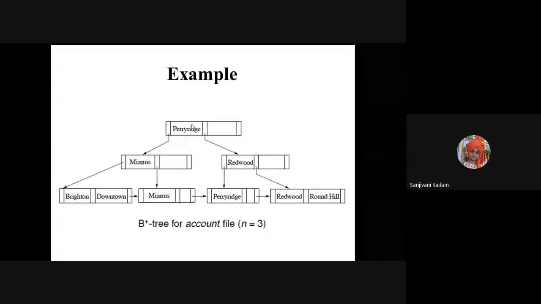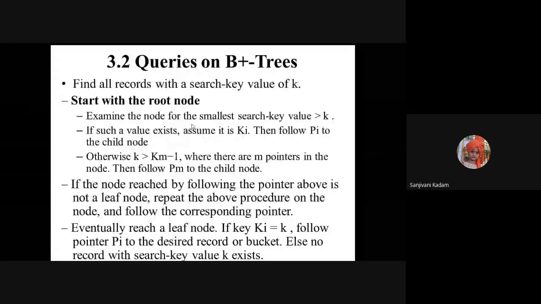Let us read the next statement. If such a value exists, right now Redwood we want to search, so Perryridge exists, assume it is Ki.